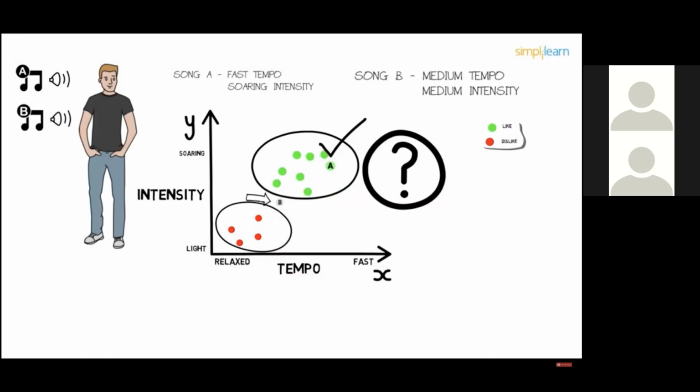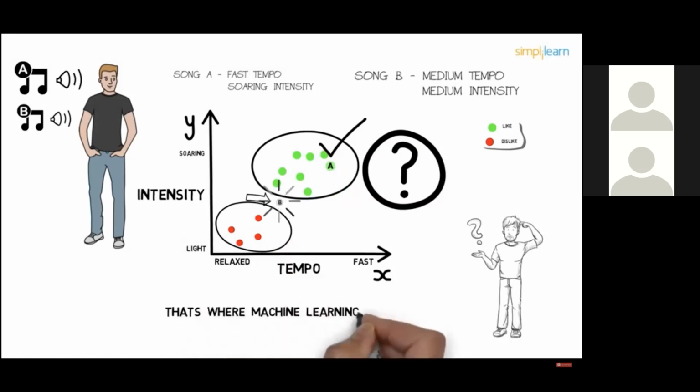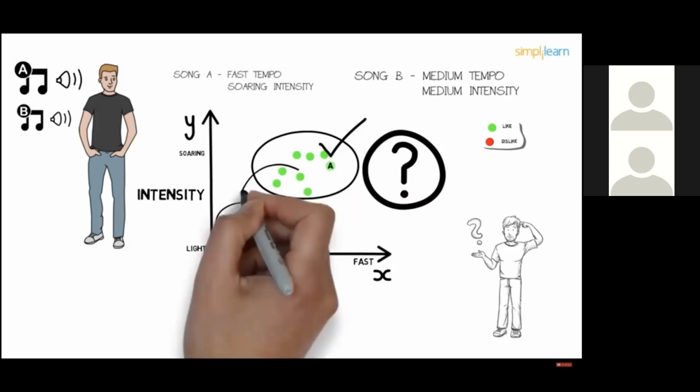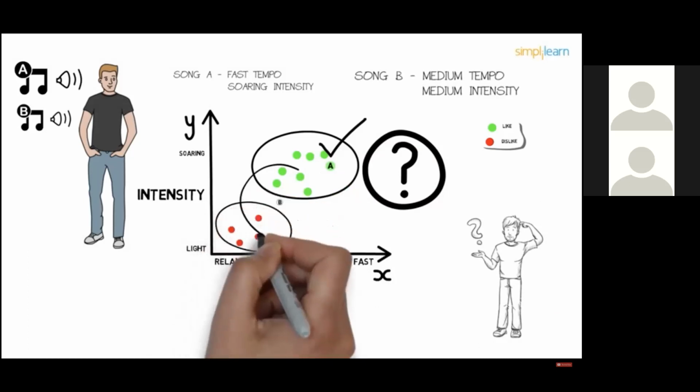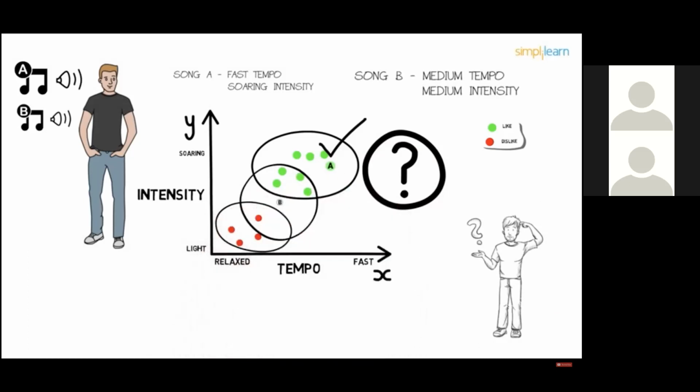But when the choice became complicated, as in the case of song B, learning comes in. Let's see how. In the same example, for song B, if we draw a circle around song B, we see that there are 4 votes for like, whereas 1 vote for dislike. If we go for the majority votes, we can say that Paul will definitely like the song. That's all. This was a basic machine learning algorithm. It's called k-nearest neighbors. So this is just a small example of one of the many machine learning algorithms. Quite easy, right? Believe me, it is.